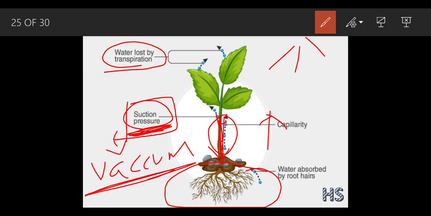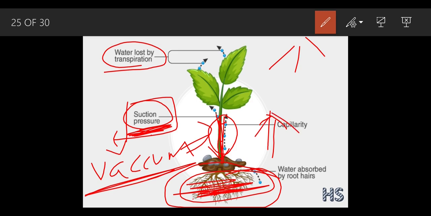For this suction pressure, you can take the example of a straw. Whenever you suck up any drink from the straw, there is a creation of a vacuum. So what happens when the vacuum is created inside this straw? The liquid rises. Same like that, when there is a creation of vacuum inside this stem, the roots feel the pressure, and because of this pressure there is a creation of vacuum which tends to move the water upwards.